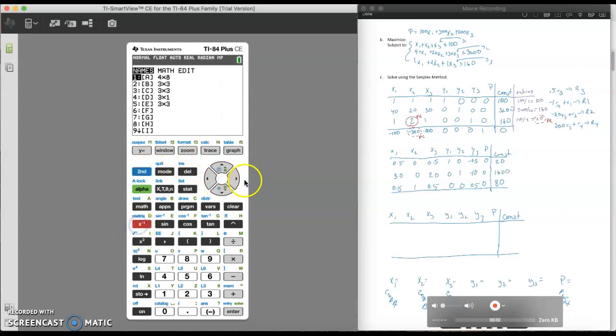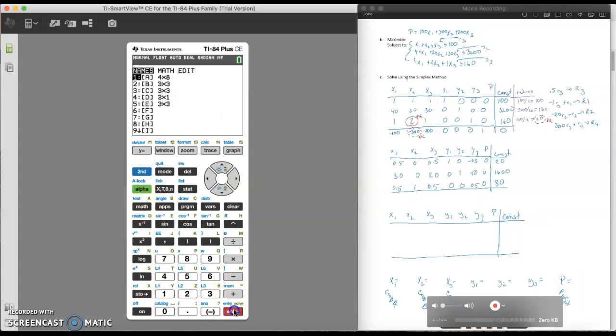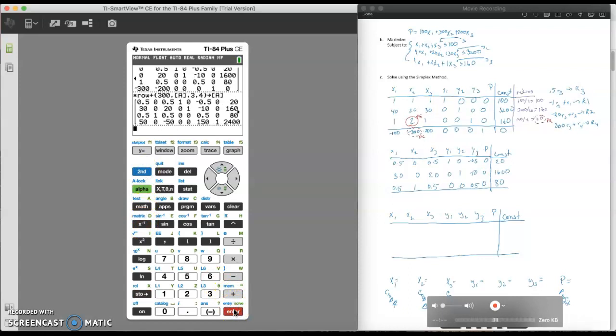And last iteration for this first one, I'm going to do a math times row plus one more time. We're multiplying by 300, matrix A. Do this to row 2 to change row 4. Store. Back in matrix A. All right, so let's see, we've got 50, 0, bummer, -50 means we're not done. 0, 0, 150, 1, and 2400. But look, his profit went from 0 to 2400. So we're just not done.